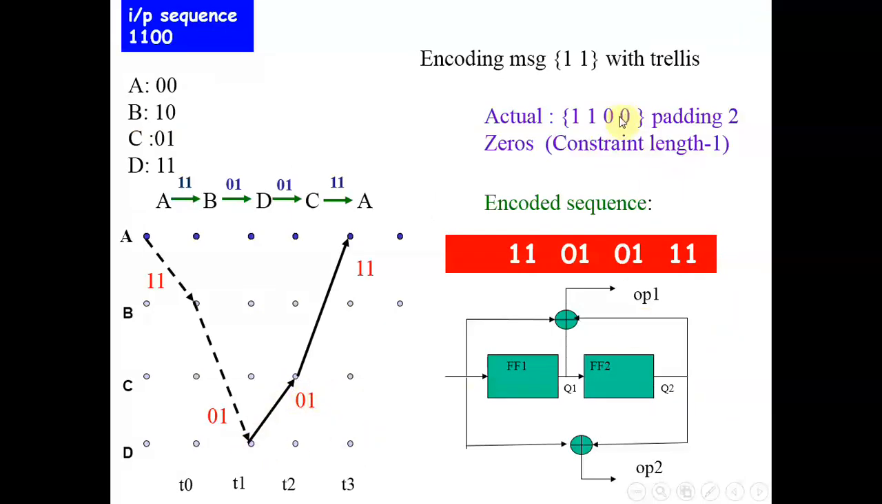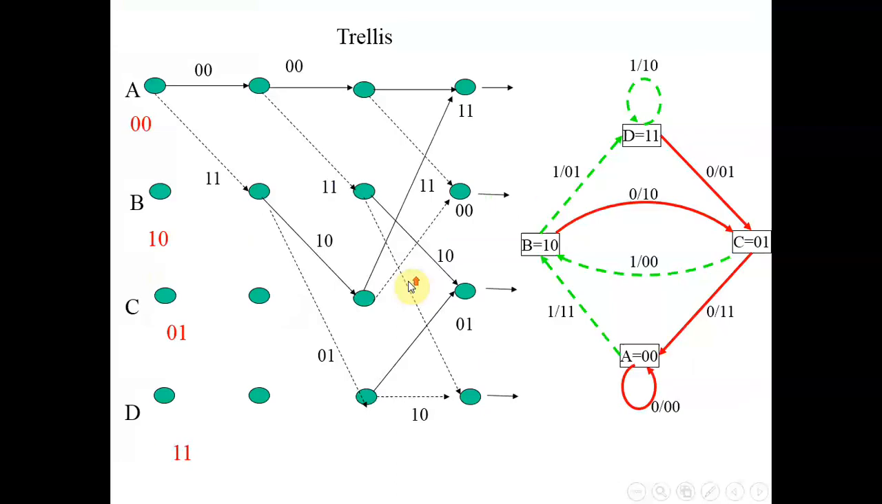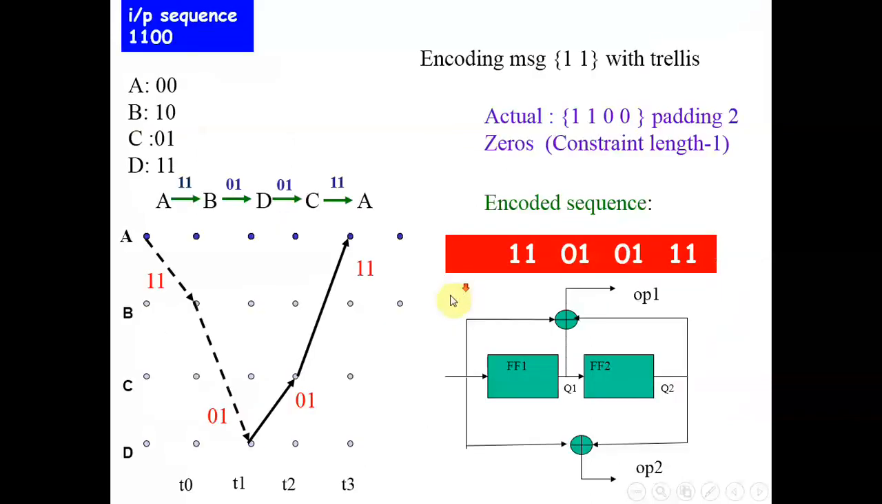And now the last bit, 0. Now you are in state C. In C, you receive the last bit 0. Just refer to the trellis: in C, if I receive 0, I go to A with the solid line transition and my output is 1 1. So for the last bit, you move from C to A, and your output is 1 1, right? So what is the total encoded output? Your message is 1 1. We added 2 zeros to it and my output is 1 1 0 1 0 1 1 1. This is the output which we got from the trellis.